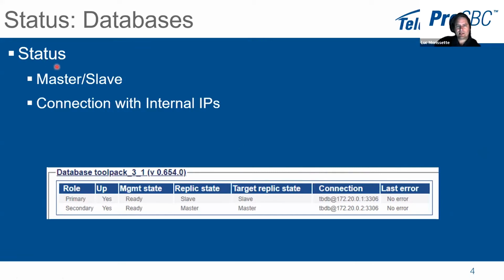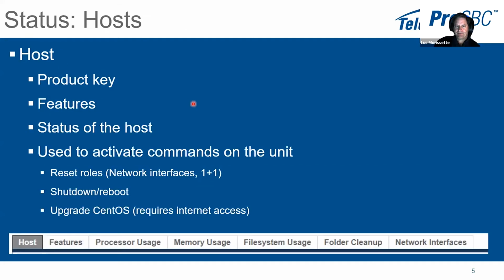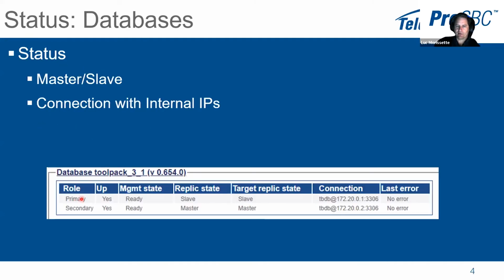The other status you can see on the same page is the database status. So you can see your configuration database: is it running on the primary as slave or as master? You can see how it connects also. Here it's going to use the control 0 and control 1 networks to reach the slave database. So the connection is with the internal IPs. If you have just a standalone system, of course, you will have only one of those devices shown here.